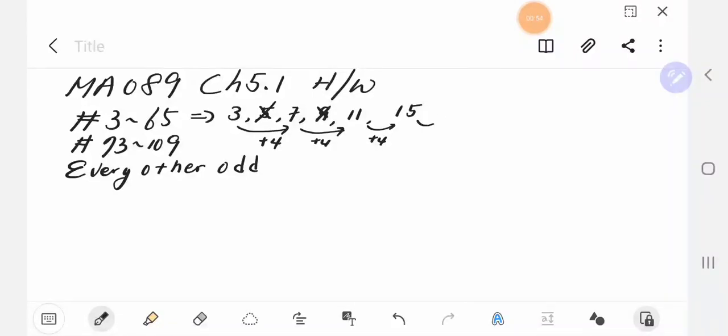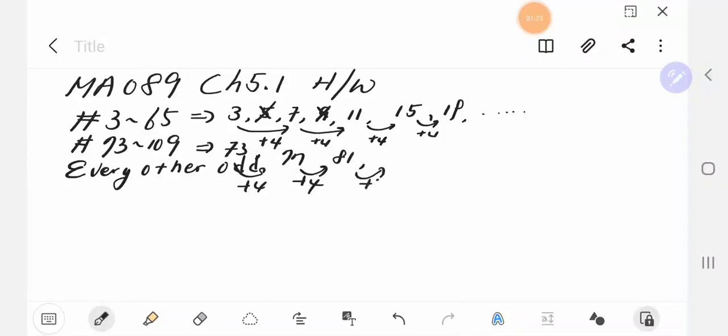15, and 15 plus 4 is 19, and we keep doing this until we reach 65. Okay, and 73 is the same. Starting from 73, and then add 4. The next number will be 77, and then plus 4 is 81, and plus 4 is 85, and so on.